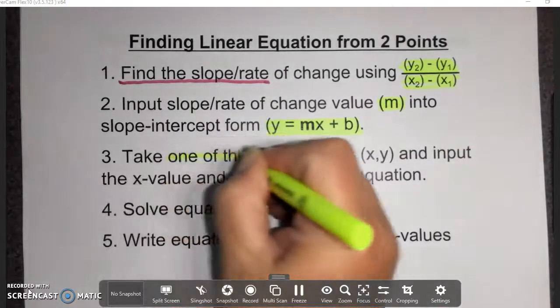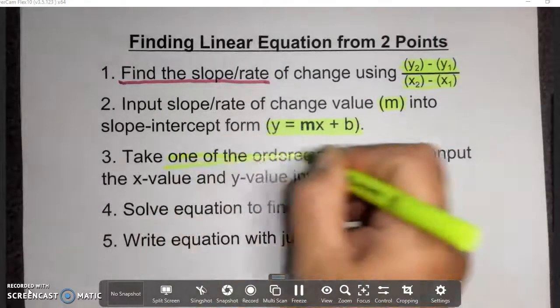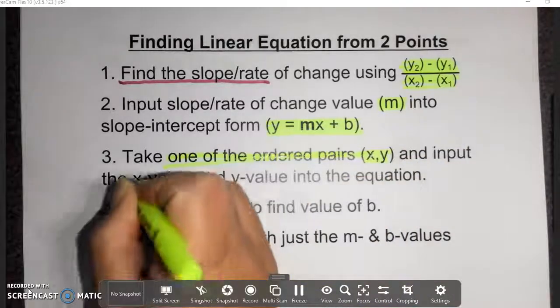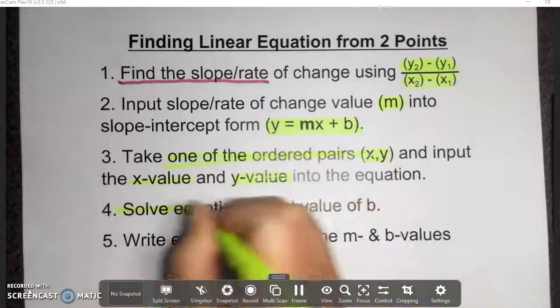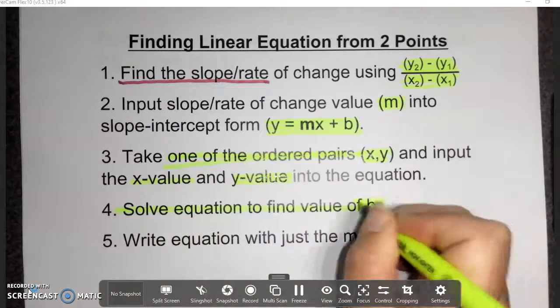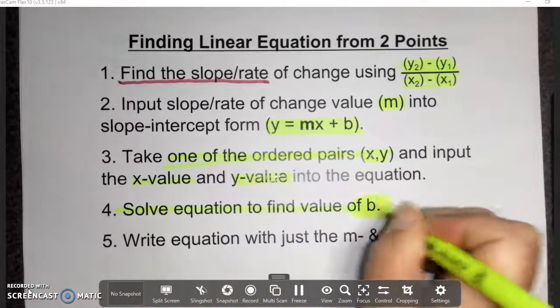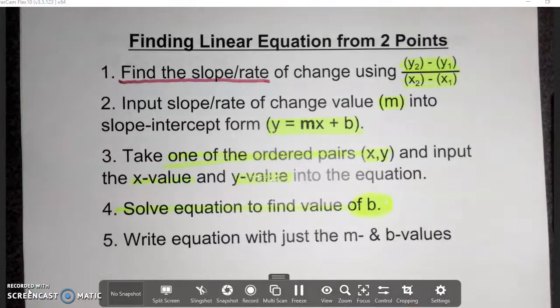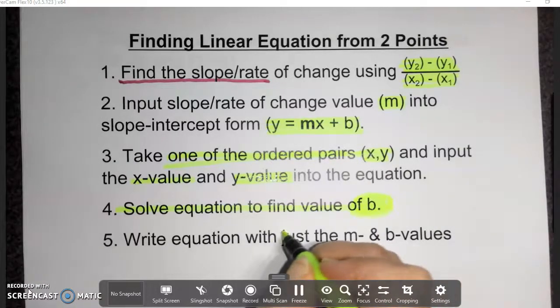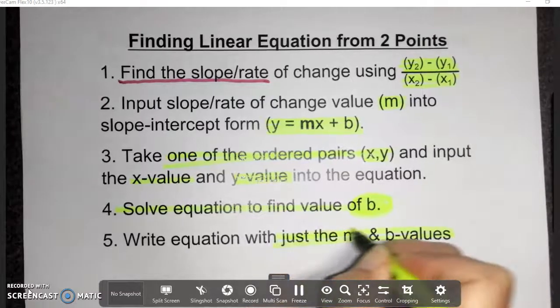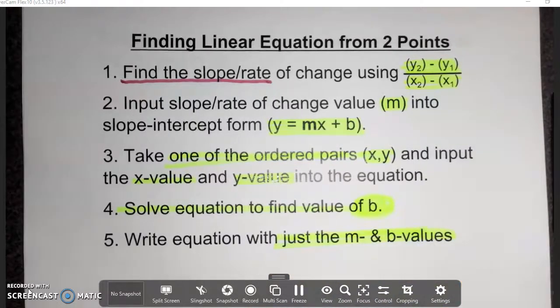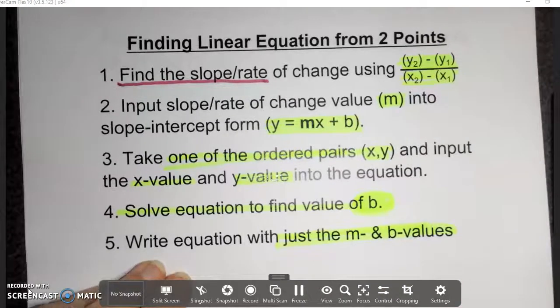Then you can take one of the ordered pairs, put it in the x value and the y value, and solve the equation to find b. So that's the variable that we're looking to solve. Then you're going to rewrite it with just the m and b values. Okay? Just the m and b values. So let's do an example together.